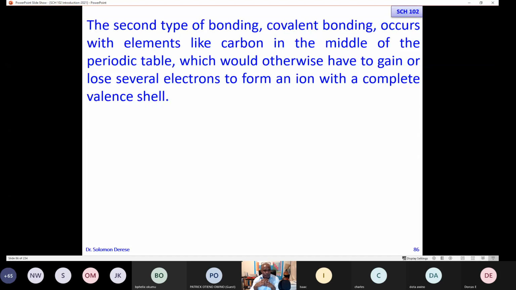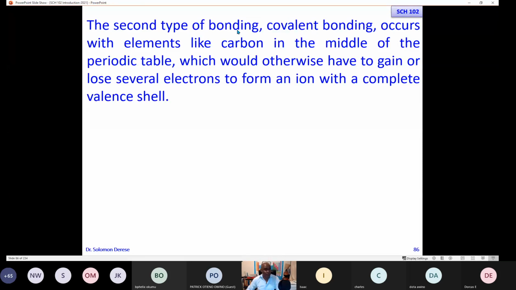Okay? But we have another type of chemical bonding called covalent bonding. Covalent bonding occurs when atoms that are in the middle of the periodic table form a bond with each other. For example, when a bond is formed between carbon and oxygen, or between carbon and nitrogen, such type of chemical bonding is called covalent bonding.